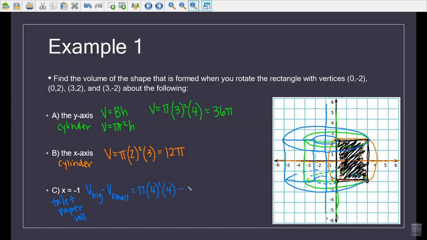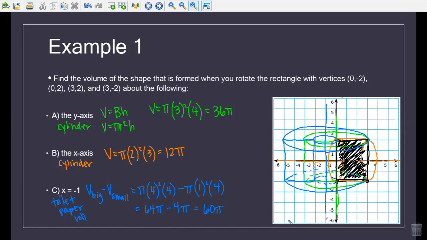And then I'm going to subtract the volume of the little cylinder. So my radius of the little cylinder is the gap, which is 1 unit. And the height is the same height as the other cylinder, 4. All right, well, 4 squared is 16 times 4 is 64. And then 1 squared is 1 times 4 is 4. Okay, now in this case, I got 64 pi minus 4 pi. So those are like terms, right? They all have pi. So that means I really have 60 pi for my answer.